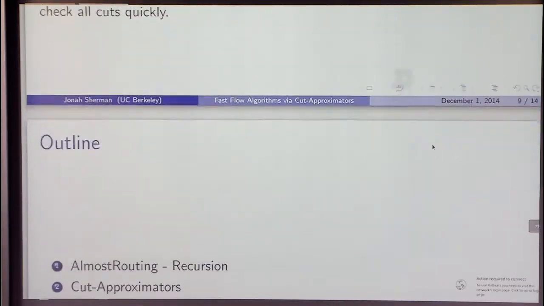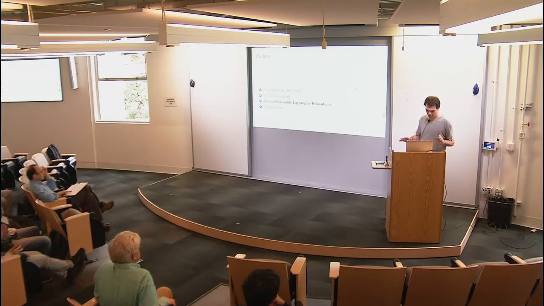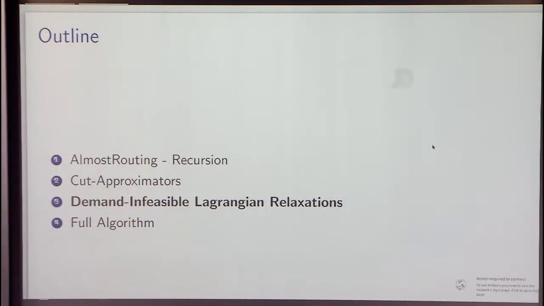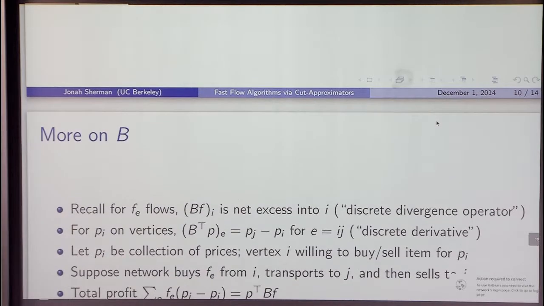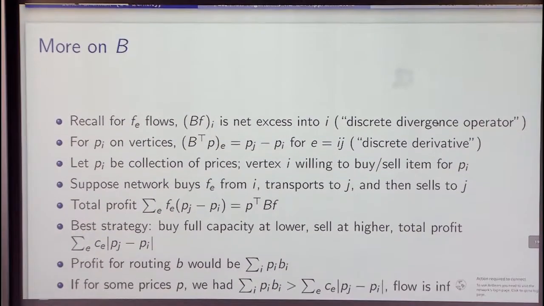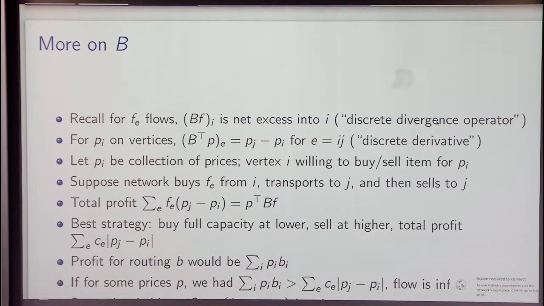So I told you about the basic idea we were going to use, the almost routing and the recursion, and I told you about cut approximators. Now I'm going to say what these demand-feasible Lagrangian relaxations are, and we'll get to the algorithm. Let's talk more about this matrix B. Remember that if we had a flow, then (Bf)_i is the net excess into i. So we can think of B as basically a discrete divergence operator. Actually, negative B is the discrete divergence operator.